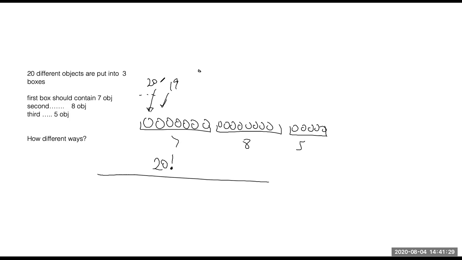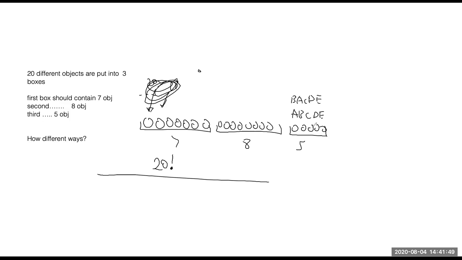Because if you label the objects as A, B, C, D, E, okay? A, B, C, D, E and B, A, C, D, E are the same choice. The order of the objects inside the box doesn't matter.